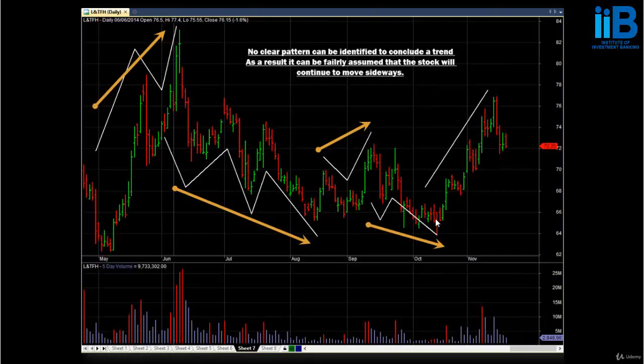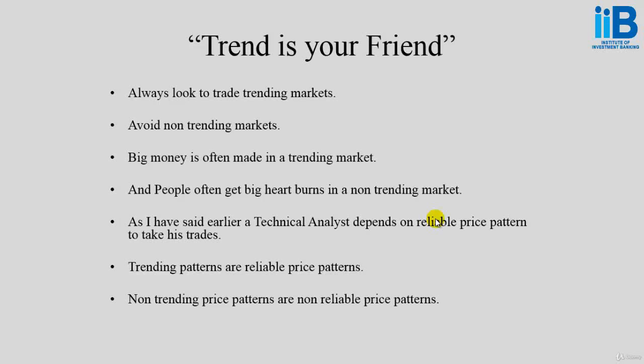As a result, it's better to avoid such charts. Remember, always trade in trending markets. As it is said, trend is your friend. Always look to trade trending markets. Avoid non-trending markets. Big money is often made in trending markets. Even if you go wrong on a couple of your trades in a trending market, one right trade will cover all your losses. One single trade will pay for all your losses.